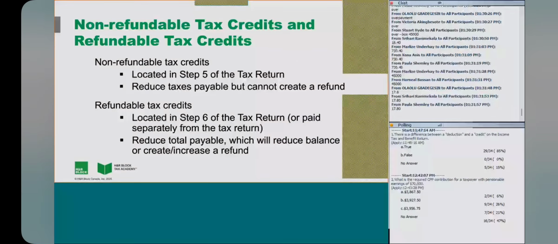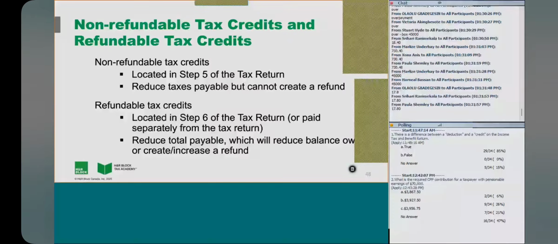All right, good. So, non-refundable tax credits versus refundable tax credits. What is the difference here? A non-refundable tax credit, as we just saw, is located in step 5 of the tax return. So your basic CPP and EI contributions are located in step 5 of the tax return. These reduce your taxes payable. They can reduce your taxes payable down to 0, but they cannot create a refund.